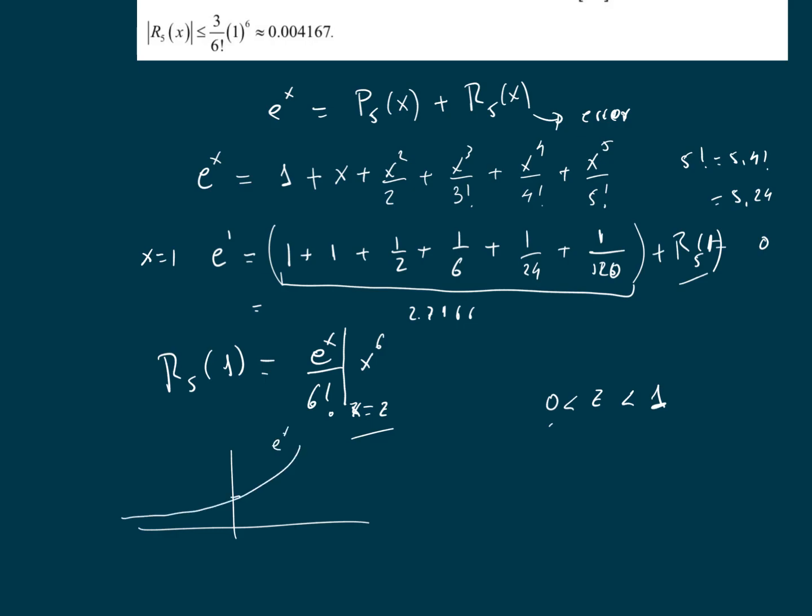So e to the x is this function. This is the function e to the x, and what we are trying to know is what is this height? What is e, e to the 1? What number is e? We are centered at the point x equals 0. We make the Maclaurin polynomial at x equals 0. We approximate, and now we want to know the error in this 2.7166. The theorem says that the error you make at x equal 1 is the derivative of e to the x evaluated at a point z between 0 and 1.